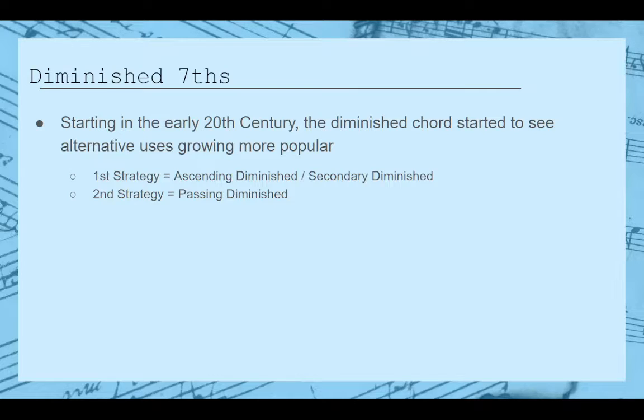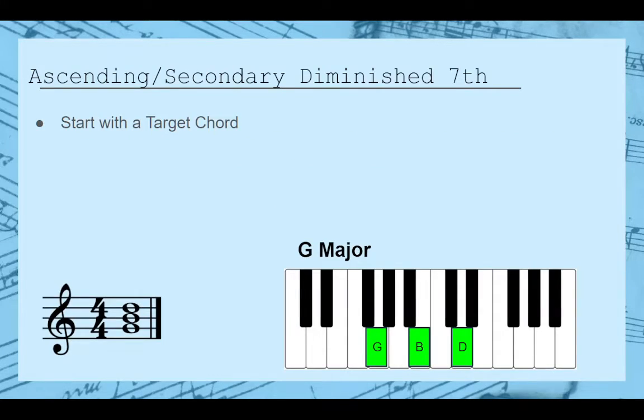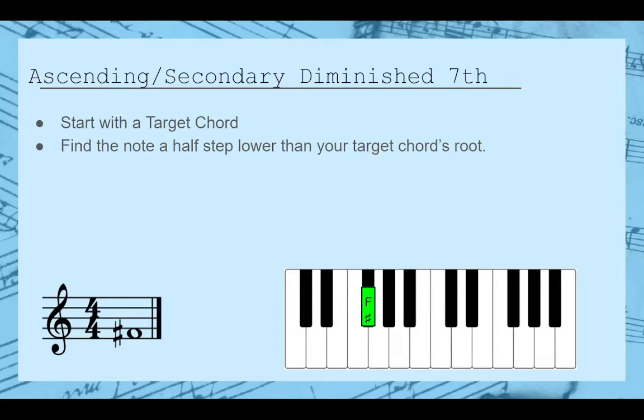You'll start with a target chord. This can be any chord that you want, but here our target chord is G major. Next, find the root of your target chord. This is the note that your chord is named for. For us, that would be G natural. Then just find the note a half step lower than your target chord's root. Since the root of G major is G natural, the note a half step below that is F sharp. So we'll put down an F sharp.